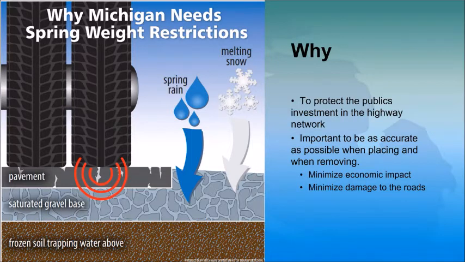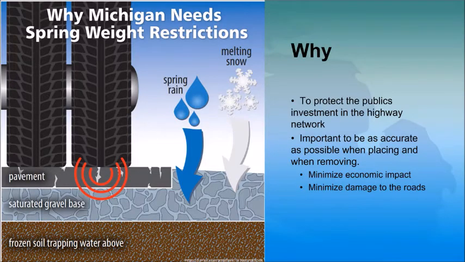So, as this graphic demonstrates, each spring, the frozen roadbed begins to thaw and it saturates the roadbed down below. And the frozen ground below prevents that water from either draining vertically or transversely out from underneath the pavement. And at this time of the year, the soft roadbed is highly susceptible to damage, more so than any other time of the year.